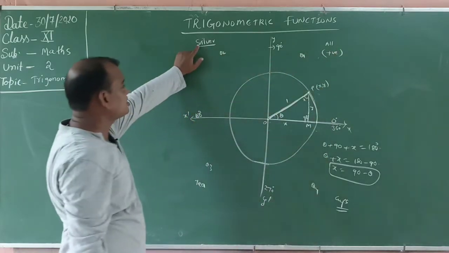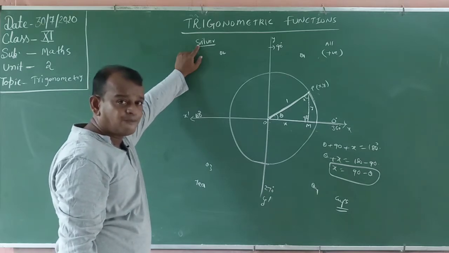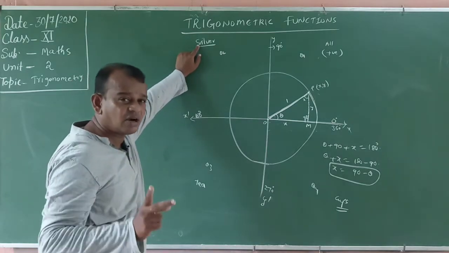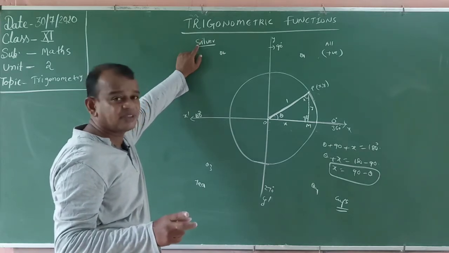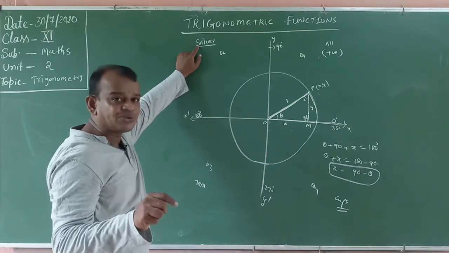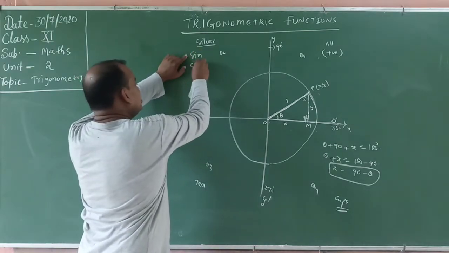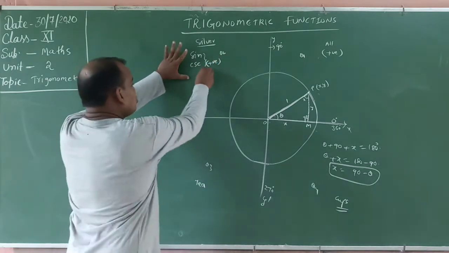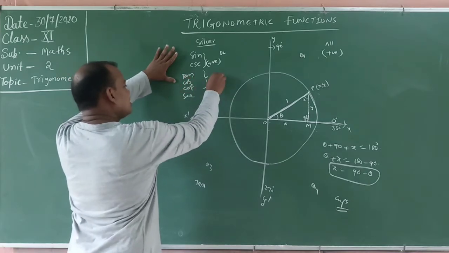In silver, what is the first letter? S. Which trigonometric ratio starts with S? The total 6 trigonometric ratios are sin, cos, tan, cot, secant, cosecant. Sine and its reciprocal, cosecant, are positive. But the remaining 4, tan, cos, cot, secant, must be negative.